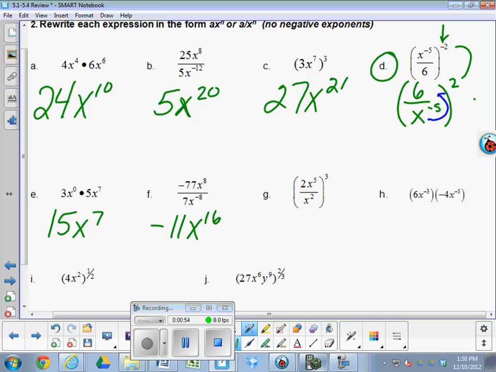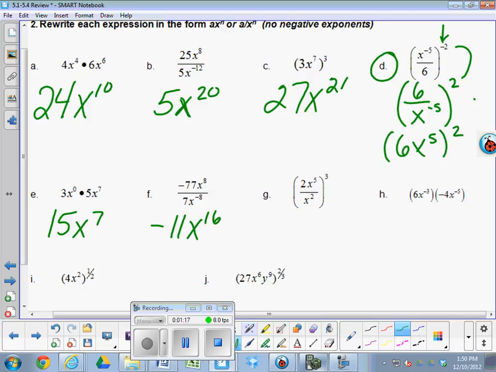top. If you have a negative exponent in the denominator, remember the bunk beds. It's not happy being on the bottom bunk, so you're going to send it back up to the top. You're actually not going to have a fraction after this next step. It's going to be 6x to the 5th squared.